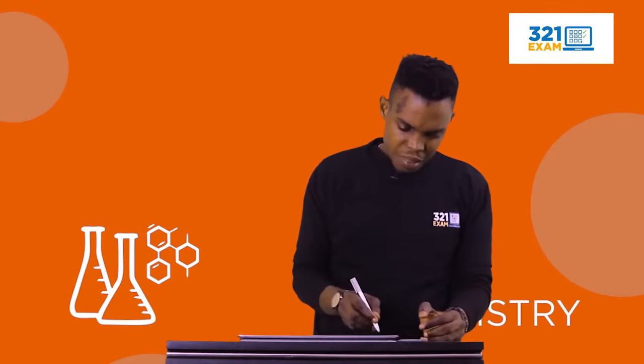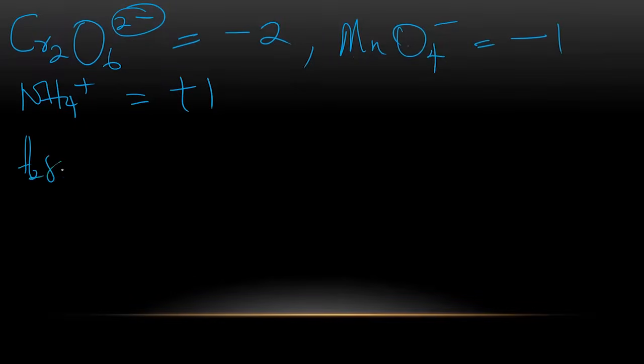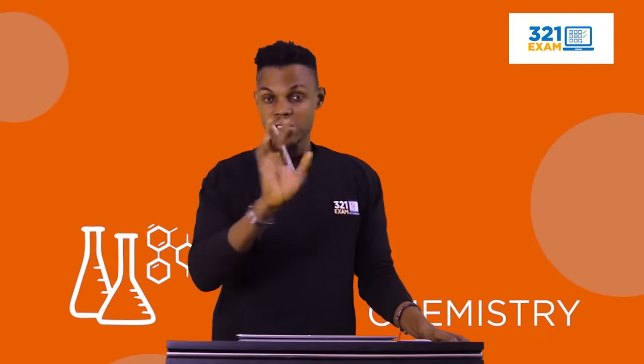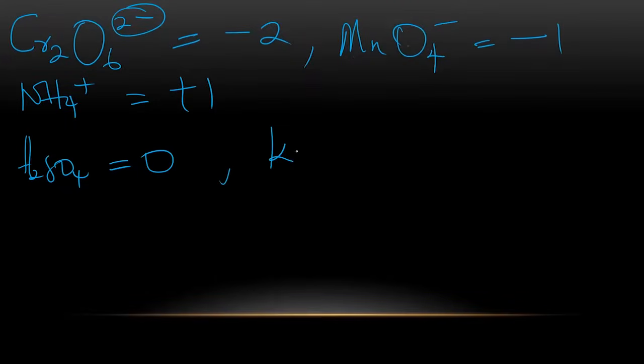For example, if I have H2SO4, the oxidation number of this compound is 0. Now, if there is no charge given on a compound, no positive or negative charge, the oxidation number of that compound is 0. Are you with me? I can have potassium tetraoxomanganate(VII). There is no charge given, right? The oxidation number is 0. I don't know if you understand.